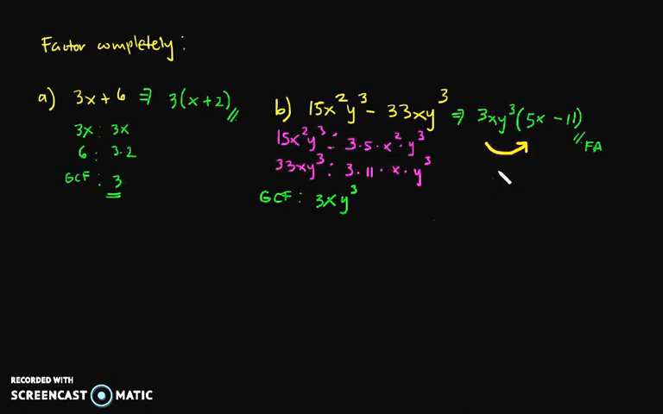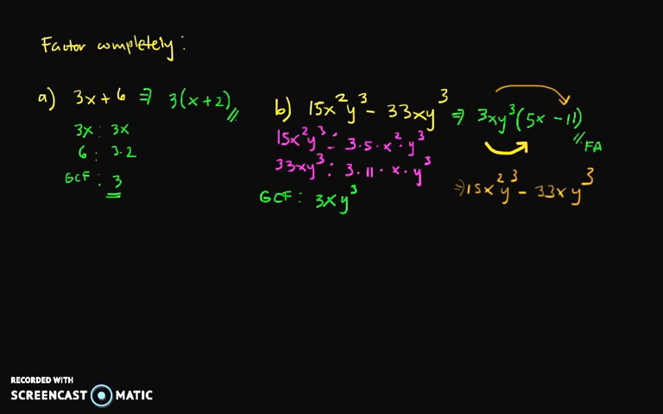So 3xy cubed multiplied by 5x would be 15x squared y cubed, minus 33xy cubed. So we arrive at the same given. So the answer is correct.